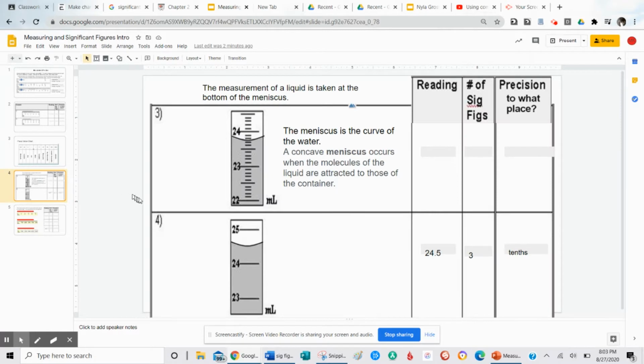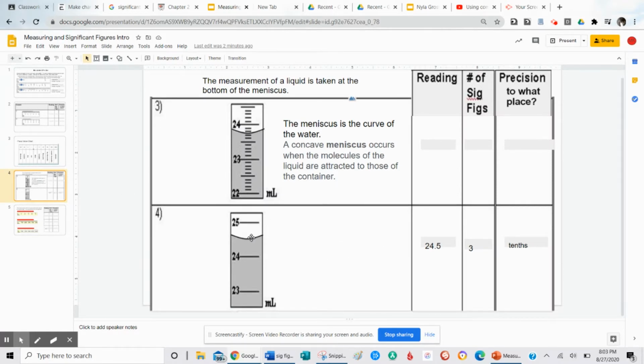The first one I had you do on your own was number 4. We read the meniscus at the bottom, and it is between 24 and 25, so I know 24 for sure. And then I'm going to make my best guess between 24 and 25. That would be guessing at the tenths position, and I've guessed 24.5. If you guess 24.6, that would be fine.